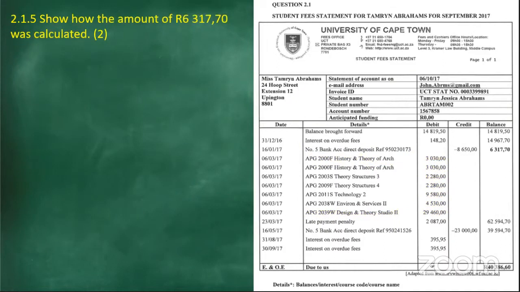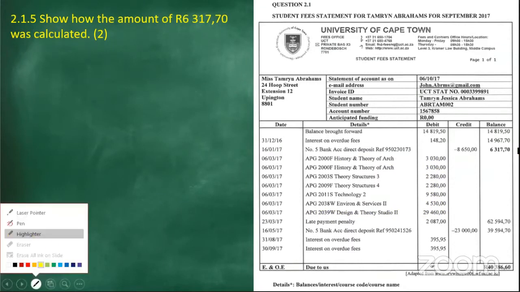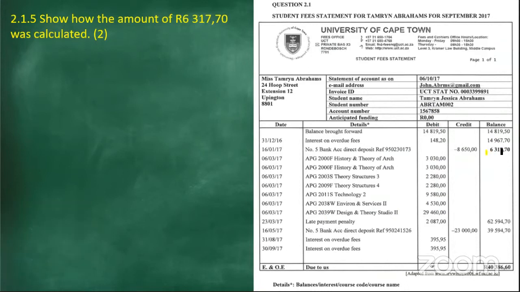2.1.5, show how the amount of 6,317 rands 70 cents was calculated. Where is that amount? I need you to show me. Do your calculations, write in the chat box or raise your hand. This amount here, how was it calculated? How did they find this amount? I think I explained this in the beginning, when we started with this question. How was this amount calculated? Show all the steps with how it was calculated for 2 marks. Free 2 marks again.